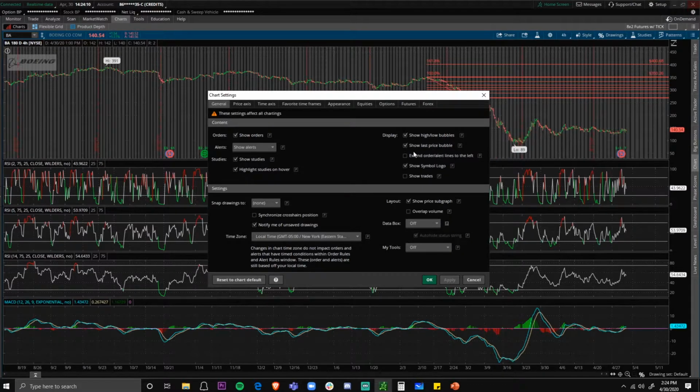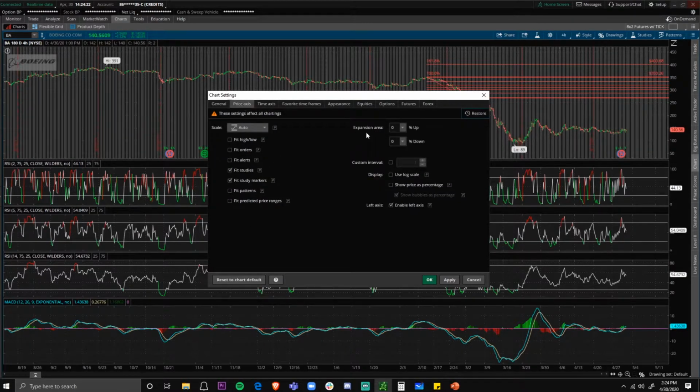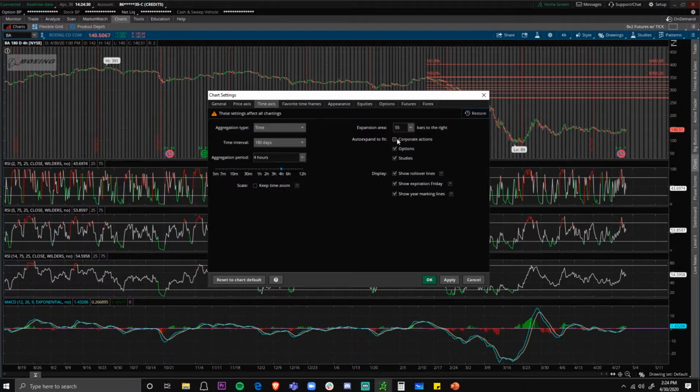You can mess with it. Extended order, alert lines to the left. You can do that if you want, but pretty much make sure you have it like mine. At least this is what I've used for years. The price axis, I leave it just like this. I might have changed a couple things there, but most of all, this probably stays the same.